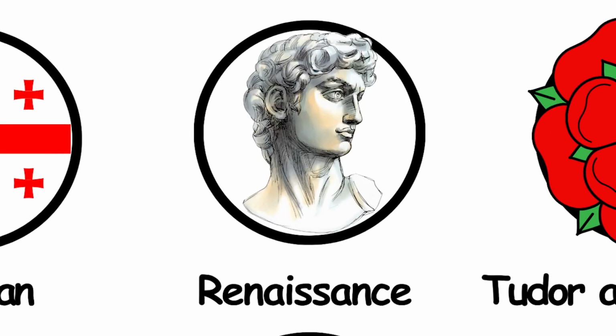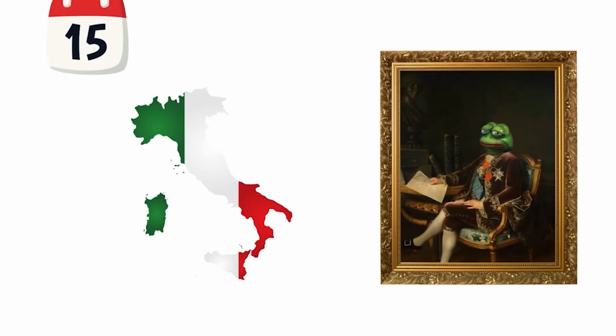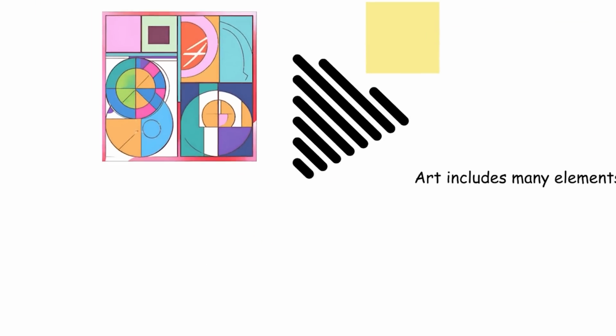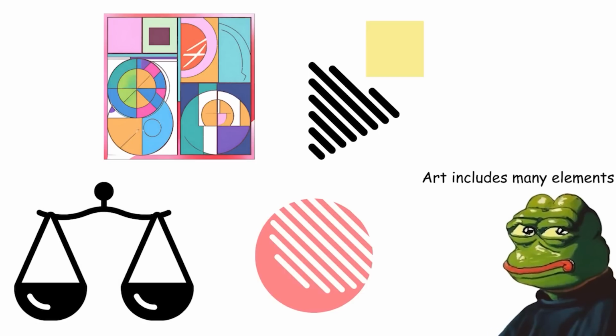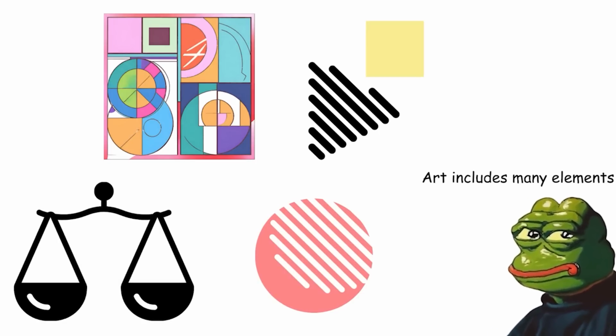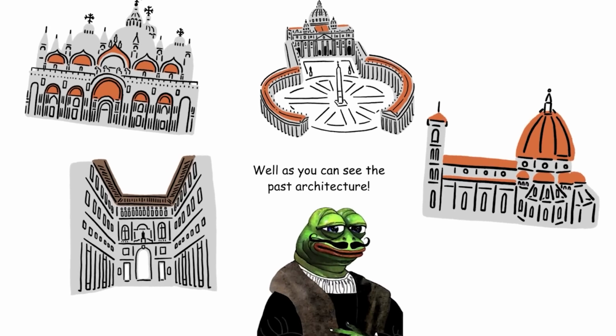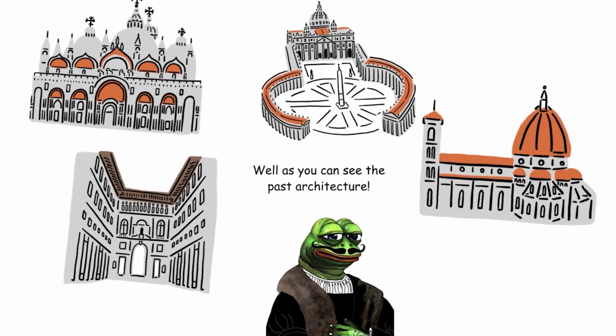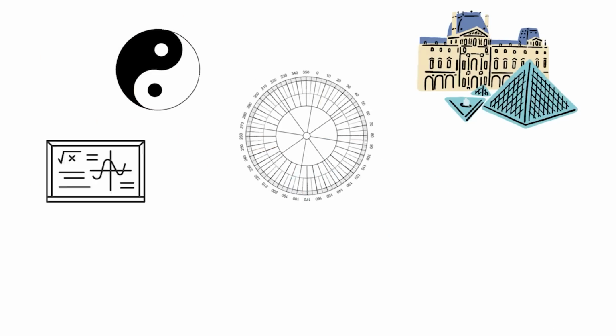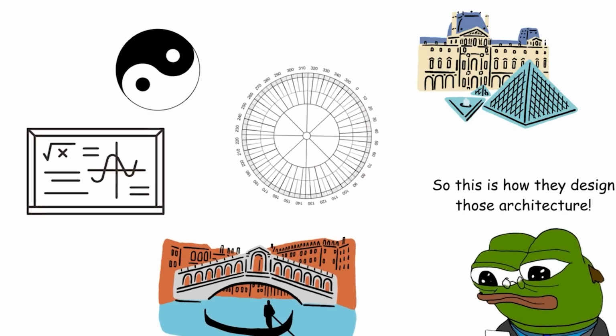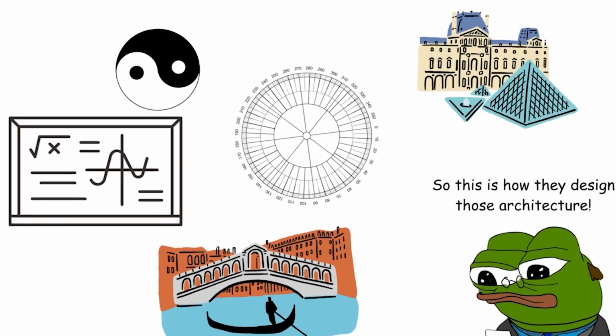Renaissance architecture. Renaissance architecture, born in 15th century Italy, revived classical ideals. It emphasized symmetry, proportion, and geometric shapes like circles and squares. Buildings featured grand columns, arches, and domes, often inspired by Roman structures. Harmony and balance reigned, with clean lines and mathematical precision defining the style.